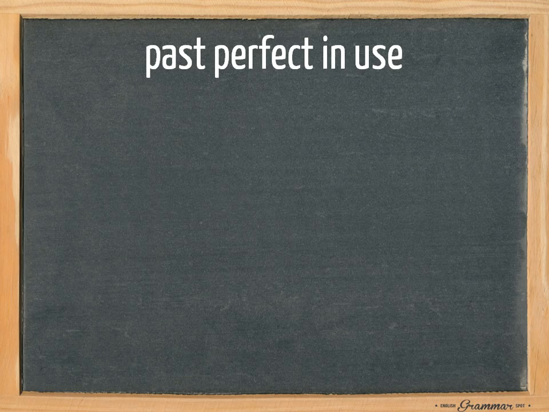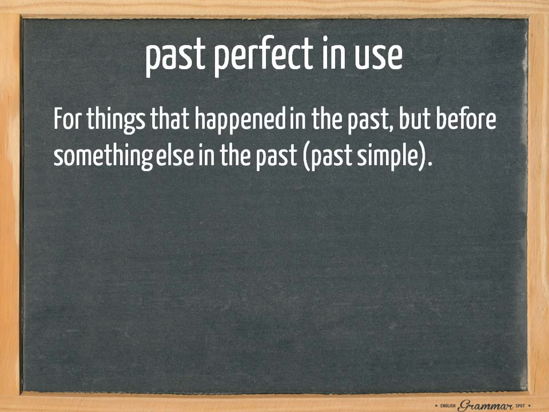Now let's have a look at when we use a past perfect. We use a past perfect for things that happened in the past, but before something else in the past. So we use it to coordinate the past. We have two things happening in the past, and the past perfect happened at the furthest point in the past.